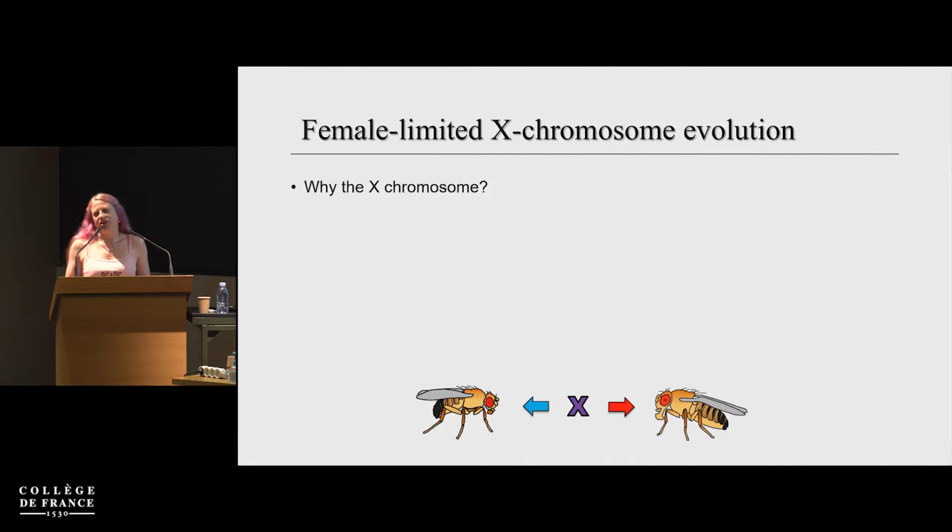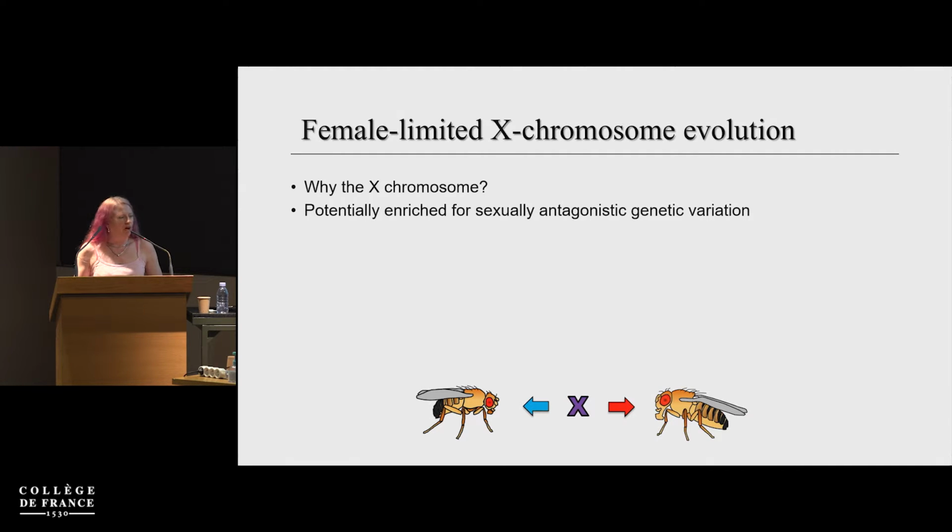Okay, so why did we pick the X chromosome to do this, and why were we interested in female-limited X chromosome evolution? Well, partially because I had done a male-limited X chromosome evolution experiment previously, so I wanted to follow up on that. But also because the X is potentially enriched for sexually antagonistic genetic variation. This is something that, when I was designing this project a number of years ago, it seemed like there was some decent evidence for this, but now there's a number of studies that have come out over the past couple of years that suggest that this might not be the case.